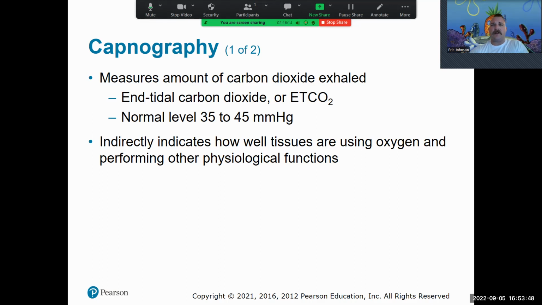So we'll talk about that more in class. I don't want to sound like it's not that big of a deal. It is a big deal. It's just not something that EMTs are traditionally asked to monitor or to be trained on.